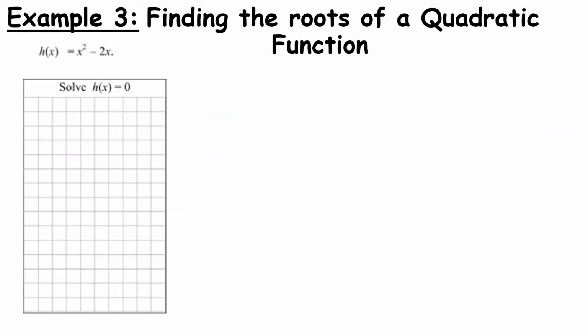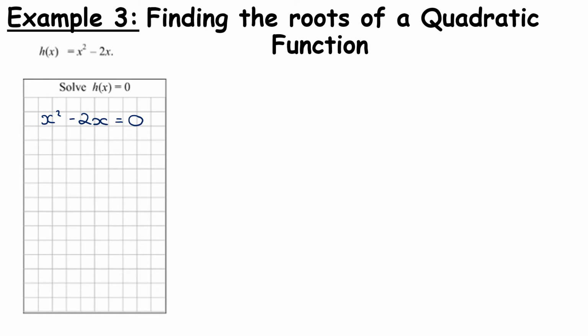Example 3, finding the roots of a quadratic function. Again, they've given us a function h of x. Remember, h is just its name. It is x squared minus 2x, and they want us to solve h of x equals 0. So x squared minus 2x equals 0.